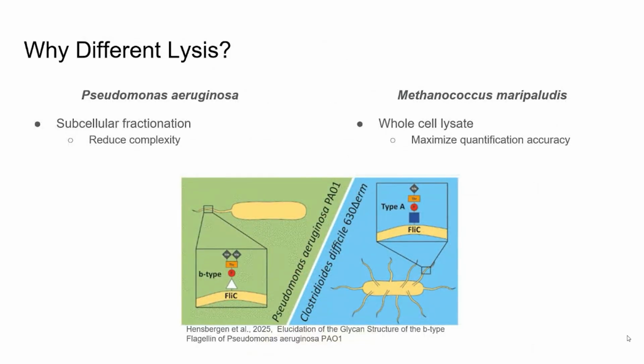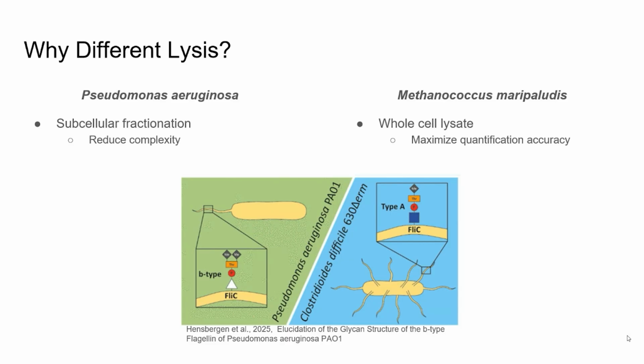Why are we using different lysis methods? It's based on the specific purpose of the analysis that we're doing. For Pseudomonas aeruginosa, we are trying to find glycosylation patterns in wild type and knockout strains. So subcellular fractionation works very well for this, as it creates a reduced complexity, which makes it much easier to find specific glycoproteins in an analysis. For Methanococcus, we are trying to find metal ion chaperones grown at different concentrations. So whole cell lysis for this works very well. In the very end, it maximizes quantification accuracy because it reduces the variability between samples.